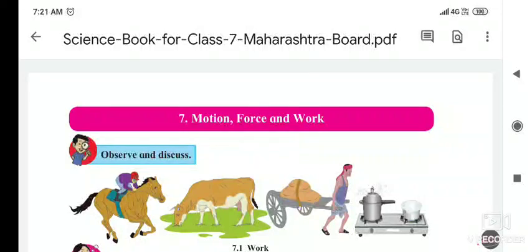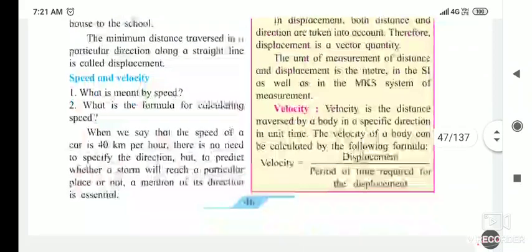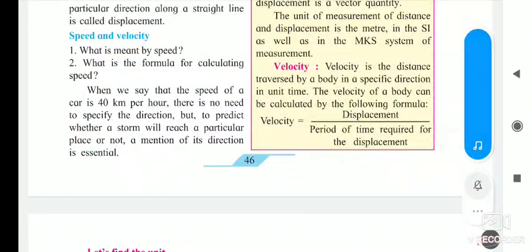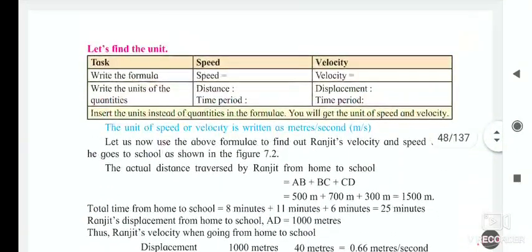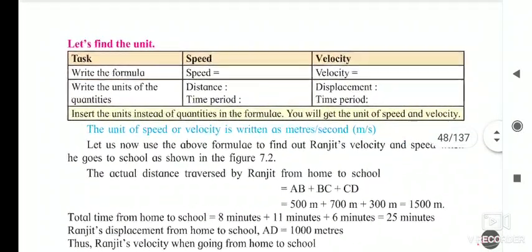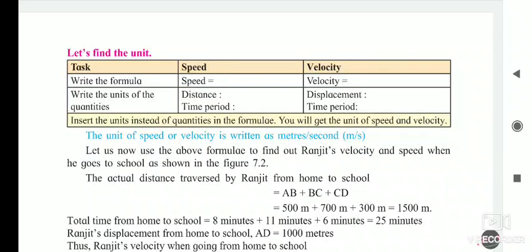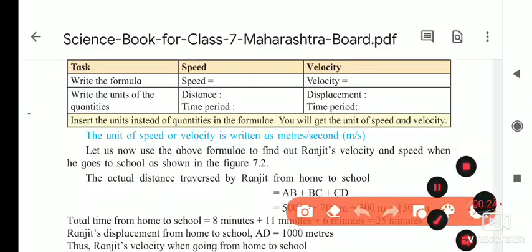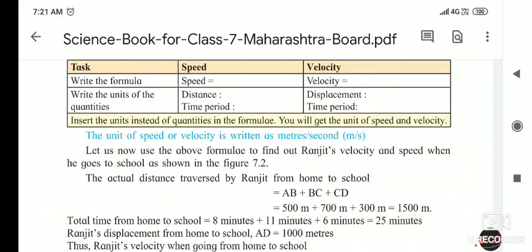Hello students, lesson number 7, motion, force and work. In this lesson we will see the next part, that is the example that is given in the book. The unit of speed or velocity is written as meter per second. Yesterday we had seen how to complete this chart.